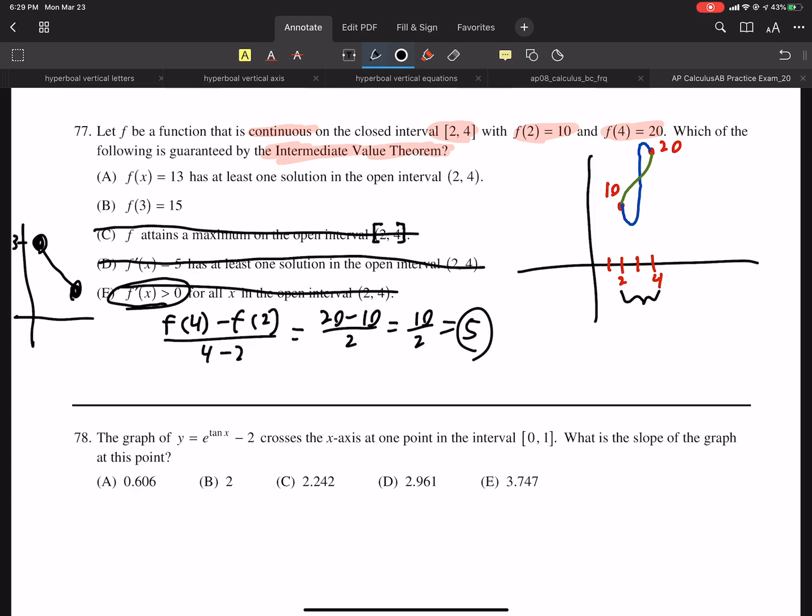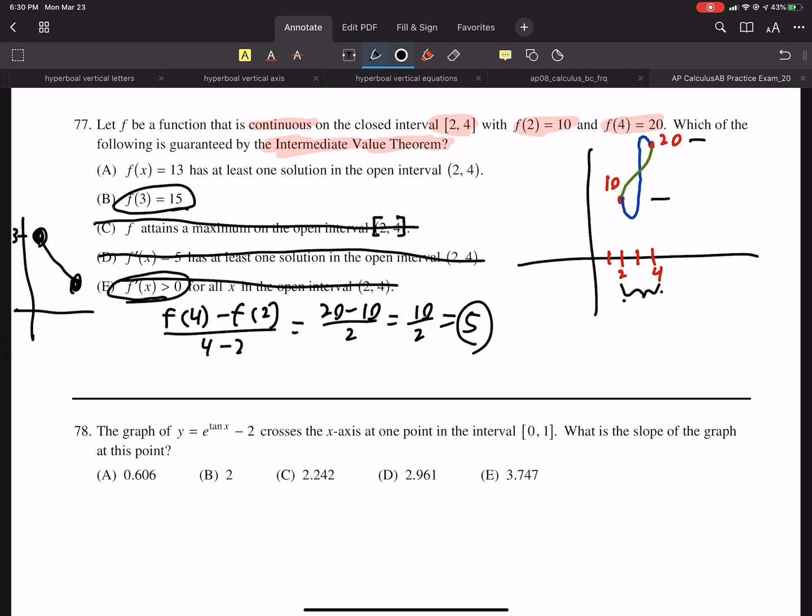Okay, this one seems like a good one because 15 is between 10 and 20. But the problem is that we don't know where it's going to cross 15. It could be any number between 2 and 4. You're not guaranteed a specific point, so it can't be B. 13 is between 10 and 20, and that is the one we're looking for. The answer in that one is A.